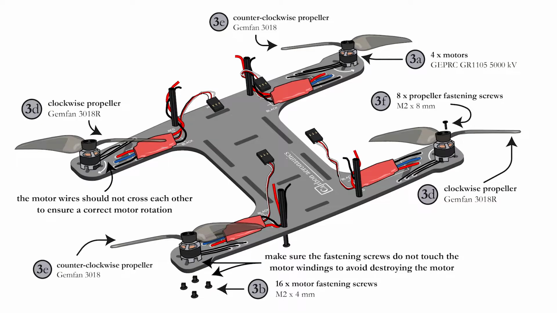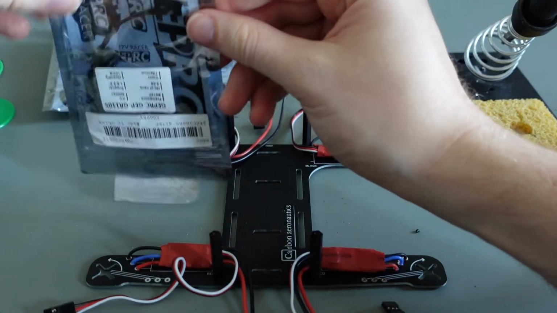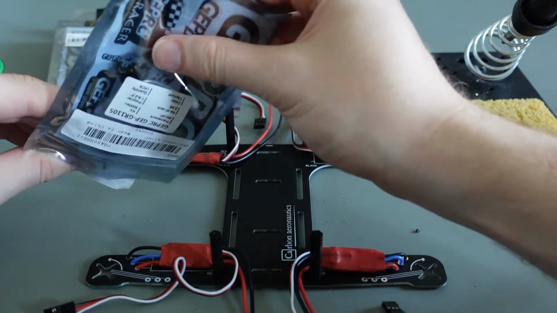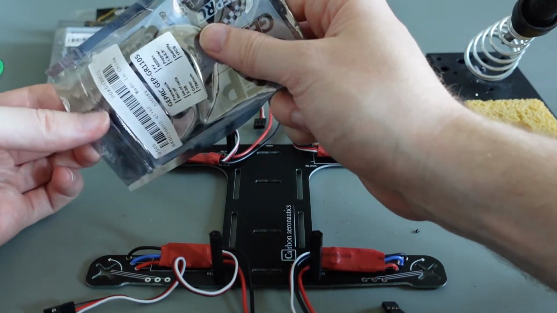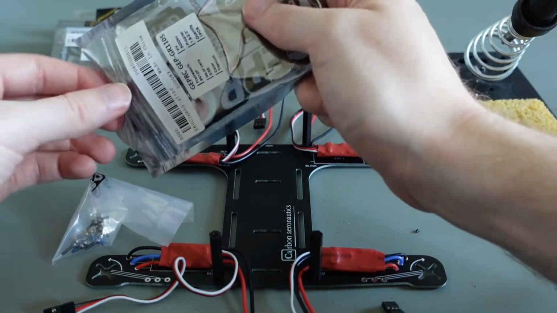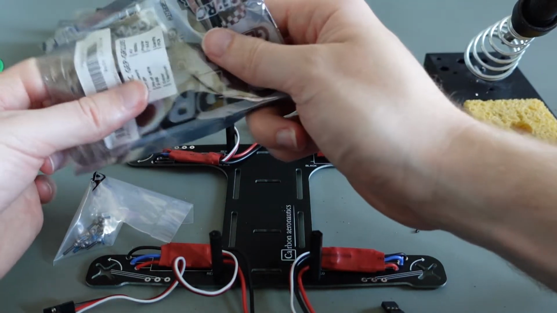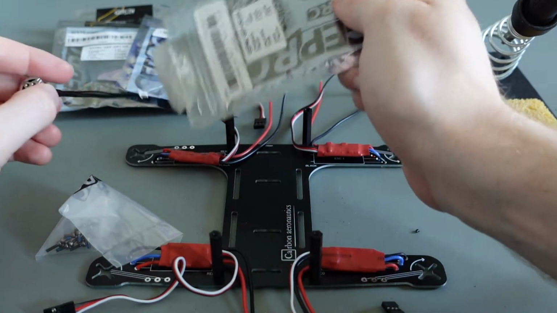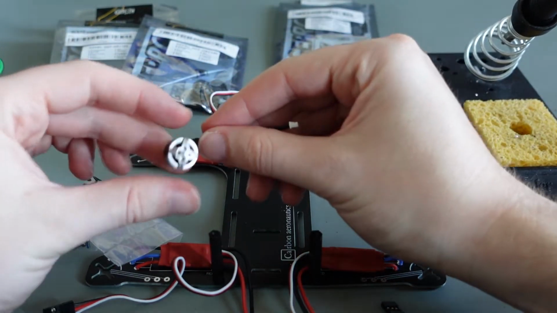For the next part, you will attach the motors to the quadcopter frame and solder the wires coming from the three motor phases to the lower quadcopter frame. Once again, the motor wires should not cross each other to ensure a correct motor orientation. For this project, I will use 5000 kV motors from GE PRC. These motors have a maximal load current of 6 amps, which corresponds nicely to the maximal load current of the ESCs.